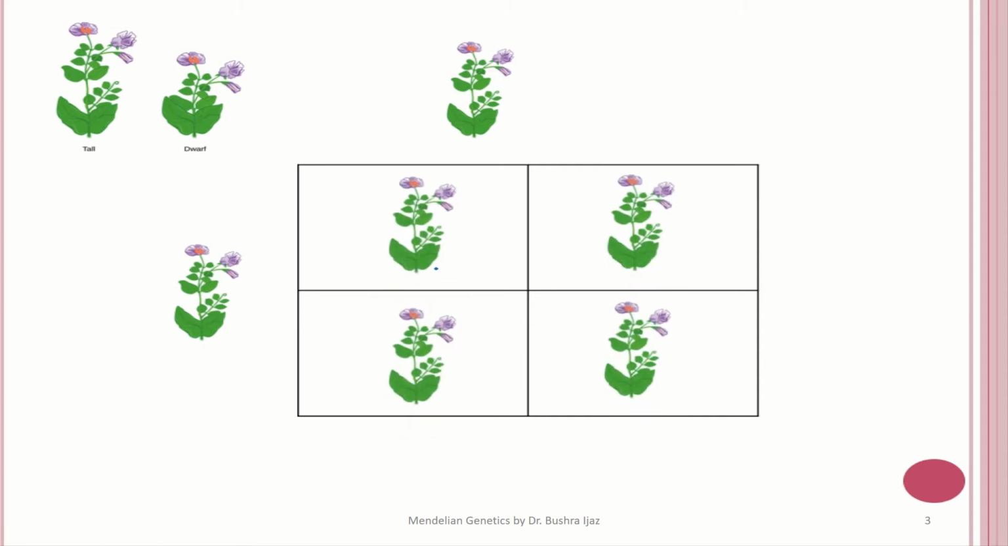Suppose they are giving all tall plants, what does it mean? What will be the genotype of this plant? Capital T, capital T. That's why they have given all T, T, T, T here. We will write it here, the allele combination. This will again have capital T, capital T.